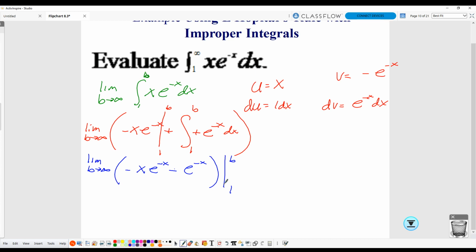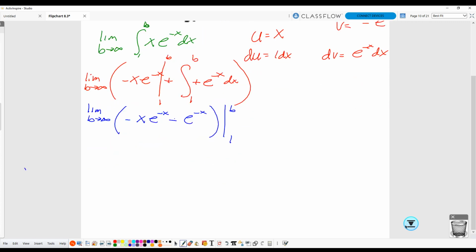What do I do? Well, putting in infinity here, it's 0. e to the negative x is 1 over e to the x.